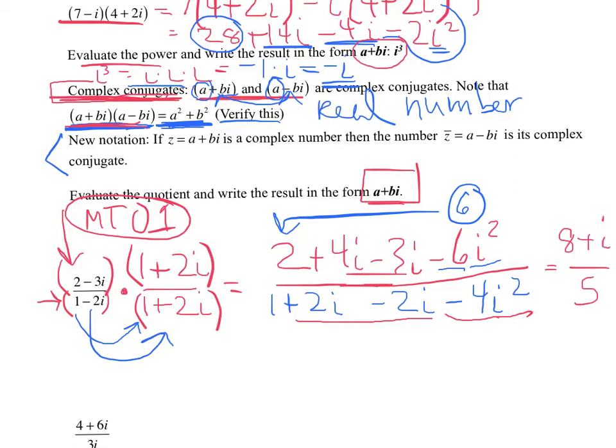And now to write this in the form of a plus bi, I have to separate this into two separate fractions. So I get 8 over 5 plus 1/5 i. So a is 8 over 5, and b is 1 over 5. So I've identified the real and imaginary parts of this complex number, which was obtained by a division problem.